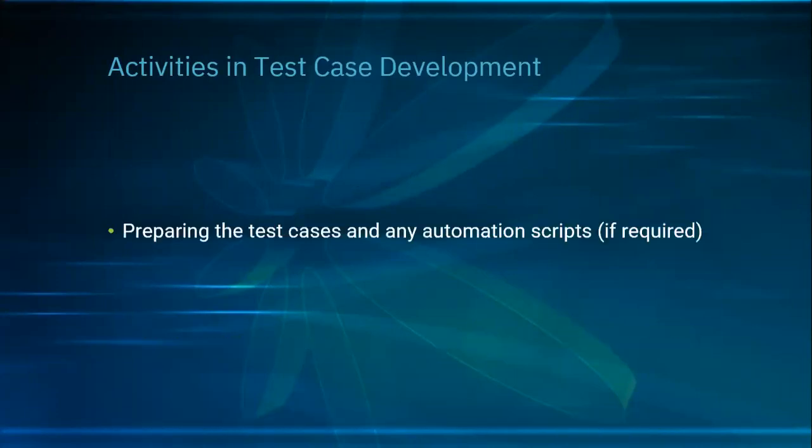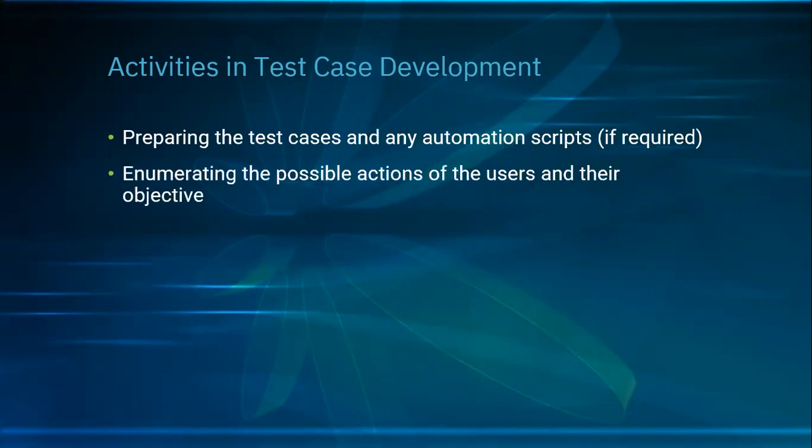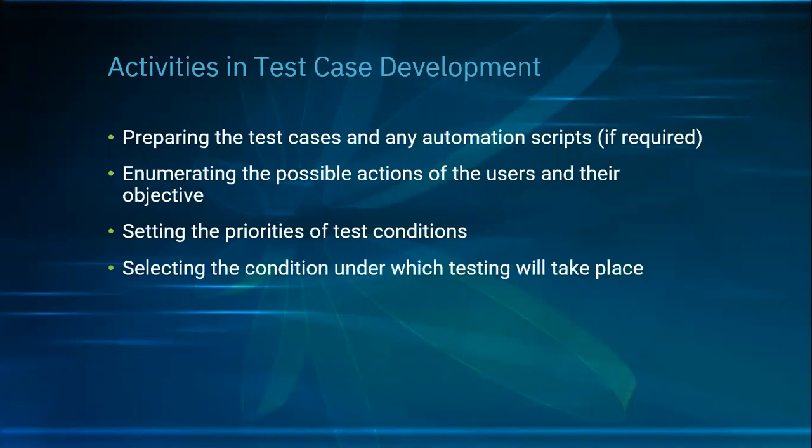So, activities in test case development. One, preparing the test case and any automation script if required, enumerating the possible actions of the users and their objectives, setting the priorities of test conditions. That's the condition. Remember test condition, stomach pain. Selecting the conditions under which testing will take place. What are the conditions we selected? Is she going to lie down on the bed and let me press the stomach, drink water, shake her body? Those are the cases you are testing with it.